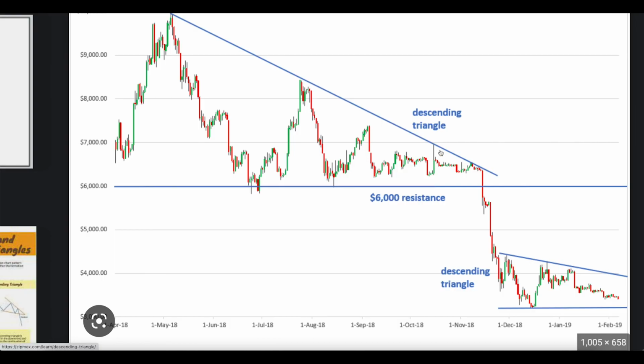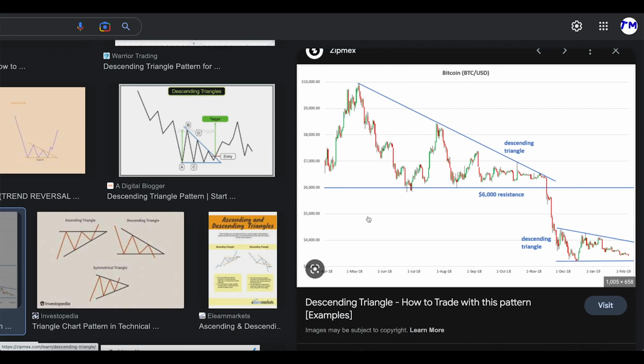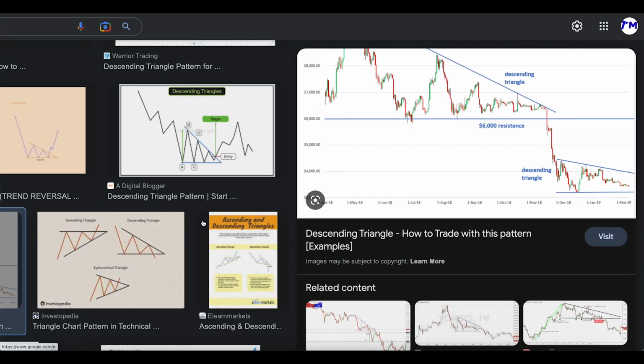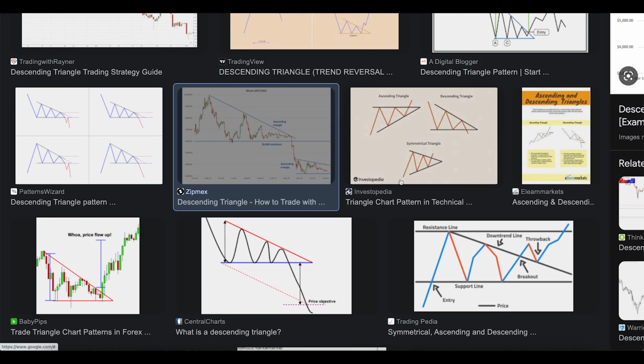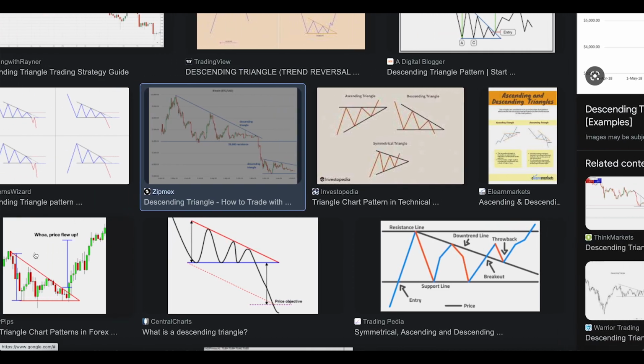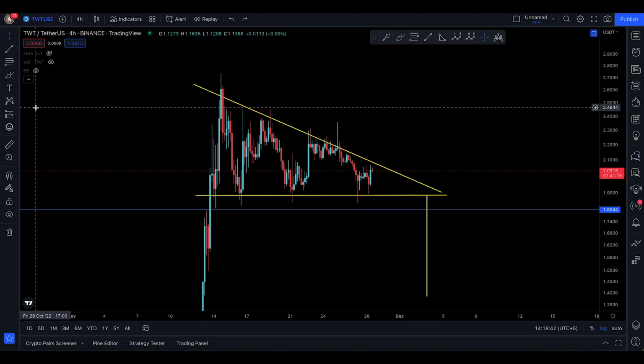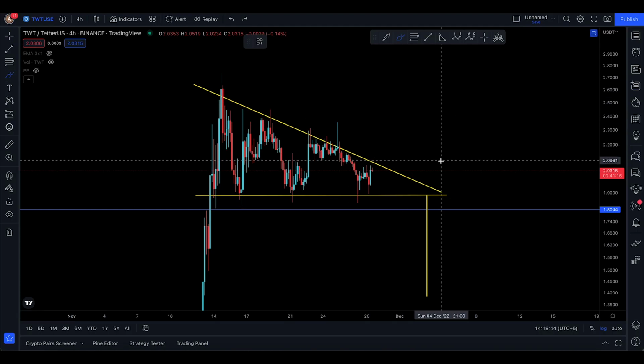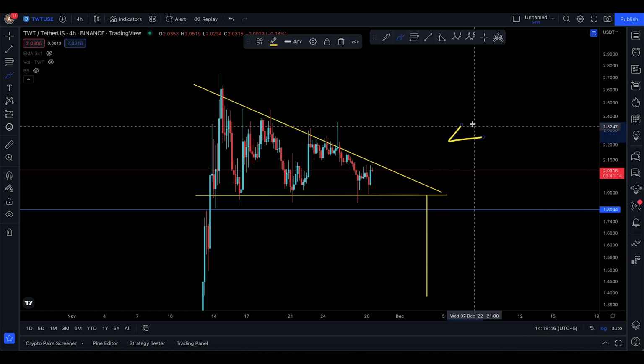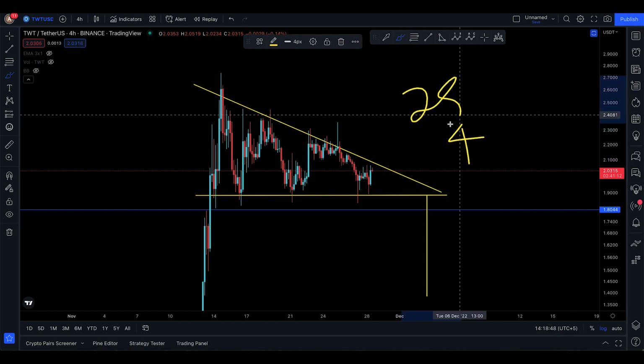Because let me show you, it depends on where you break out. This one broke to the downside, and in most cases, as I told you, it breaks down. But let me show you one more thing. This one broke up. This one broke to the upside, so that actually can be something like this as well. So it depends on which side you break. So that means you have to wait at least until 4 December, today being the 28th of December.